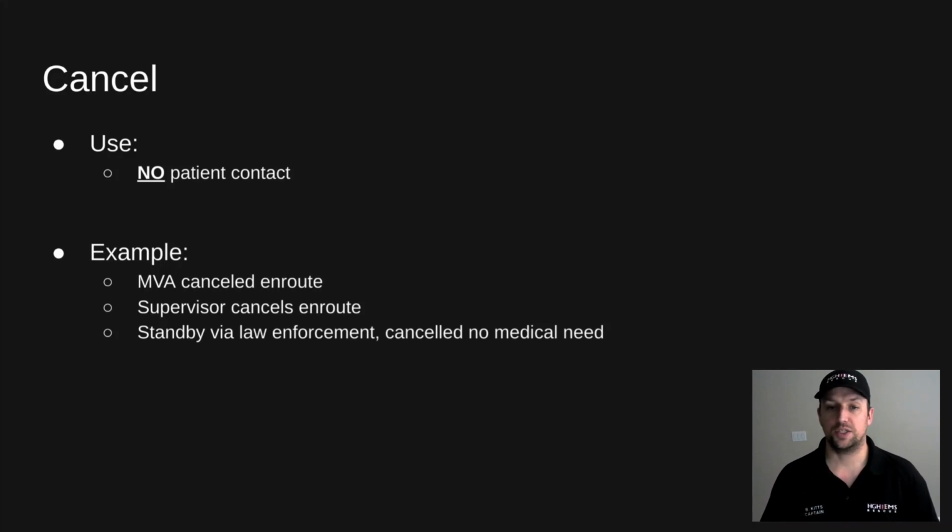You respond to an MVA and you're canceled en route either by the supervisor or law enforcement or dispatch. The supervisor responds to a call with you. They get on scene and determine that it's not needed. You're on a standby for law enforcement while they're clearing the scene and they cancel you for no medical need. These are examples of cancel charts. Again, all of these have no patient contact.